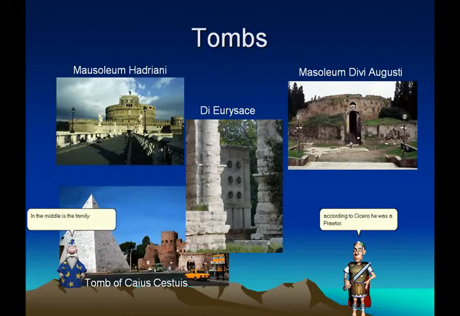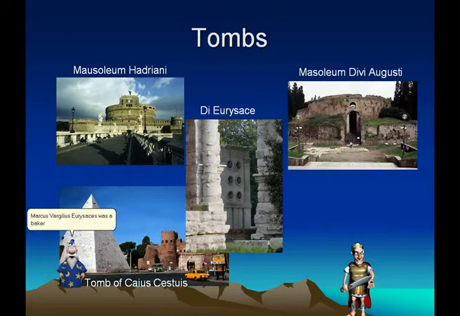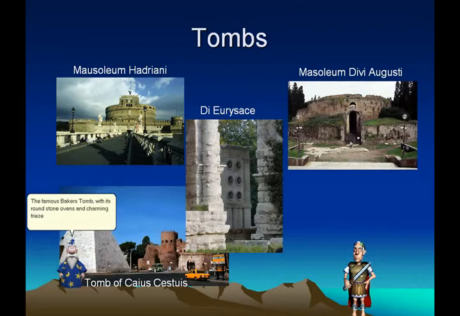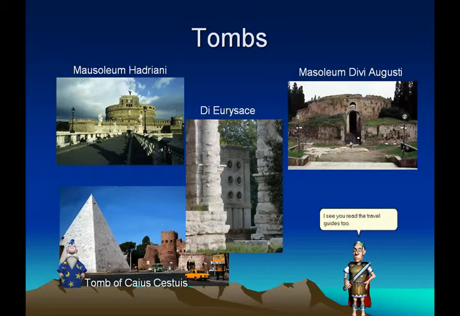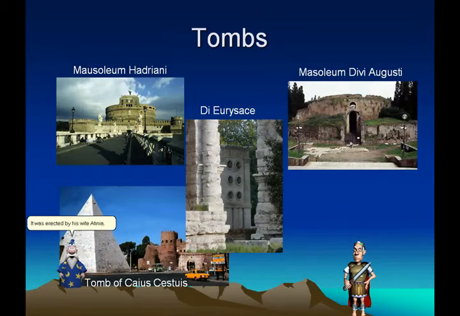In the middle is the family mausoleum. Marcus Virgilius Ursus was a baker with a very big business. The famous baker's tomb, with its round stone ovens and charming frieze, representing all the phases of bread making. I see you read the travel guides too. It was erected by his wife Atinia.